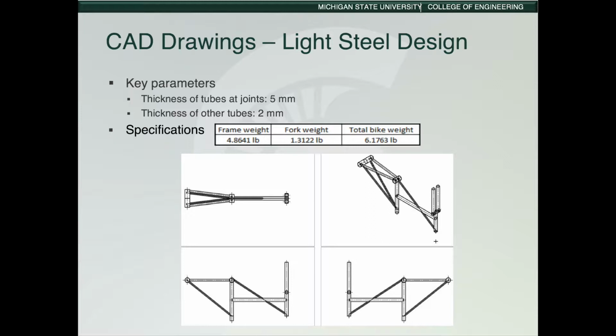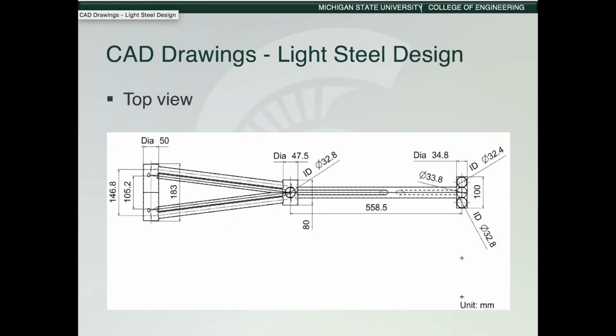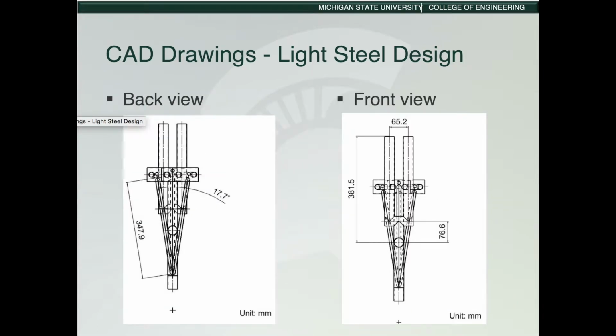It is important to notice that the thickness of the tubes that are connecting other thinner tubes at joints is 5 mm, and the thickness of the other tubes is 2 mm. This is the lateral view with detailed dimensions. And this is the top view. And this is the front view and the back view.